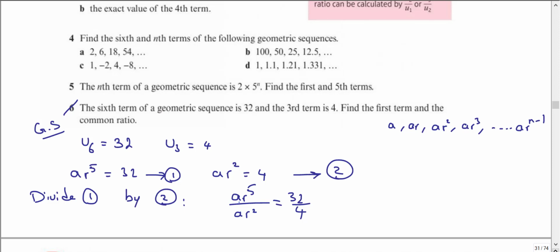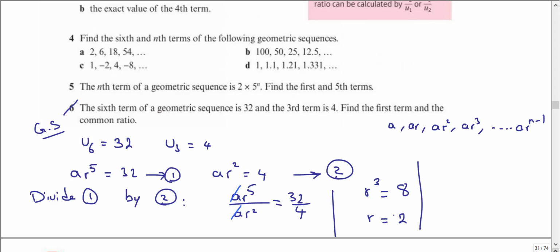We need to cancel one so that we can get the other one. So we cancel A by division, and now we can simplify and get R. How? R power 3, right? Yes. R power 3 equals 32 divided by 4 equals 8. Take the cubic root, so R is 2.